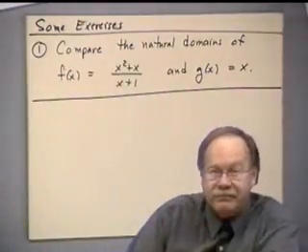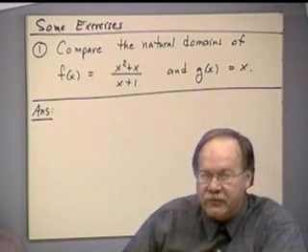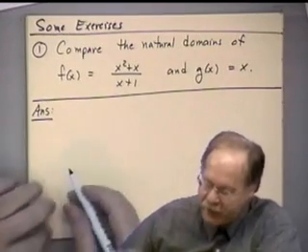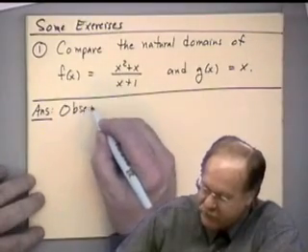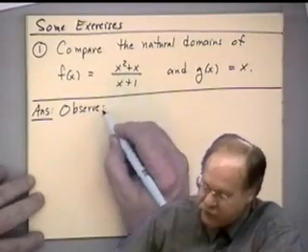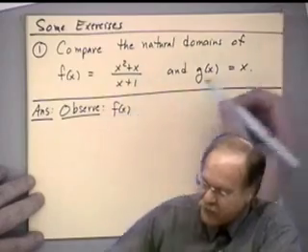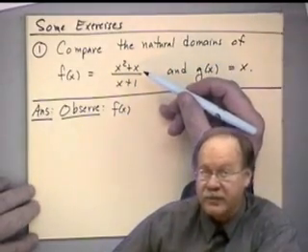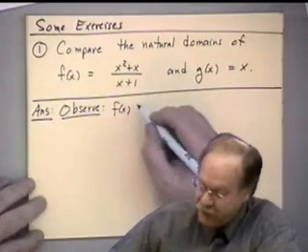Give those a try. Something to be aware of in finding the natural domains of these functions and then comparing them. Let's see what we have. First thing is, let us observe in the first function, f of x. Certainly you see that there's an x in both of the terms of the top, and so you would be tempted to factor that out, and you should.